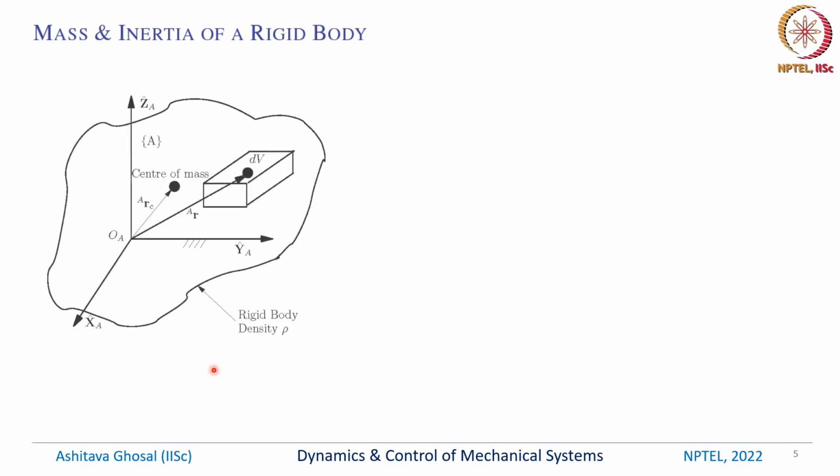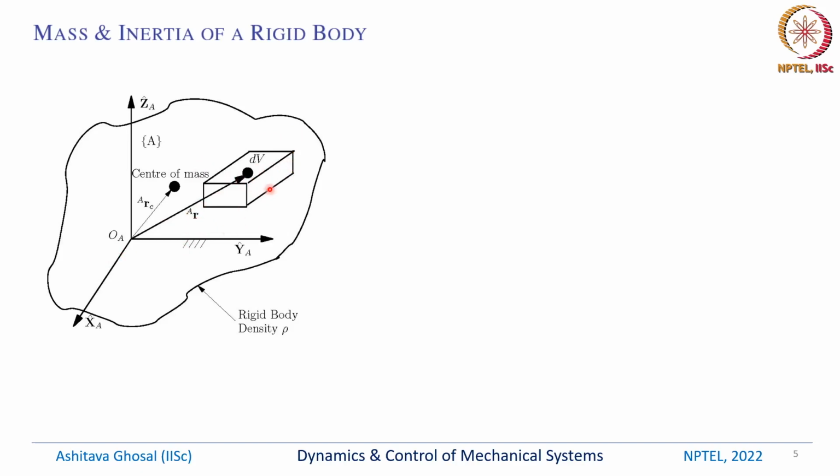So let us continue. To recap, we have something called the mass and inertia of a rigid body. This figure shows a rigid body, and we have an associated coordinate system xa, ya, za with an origin OA. We look at a volume element dV, and let's say the volume element is located by this vector AR.